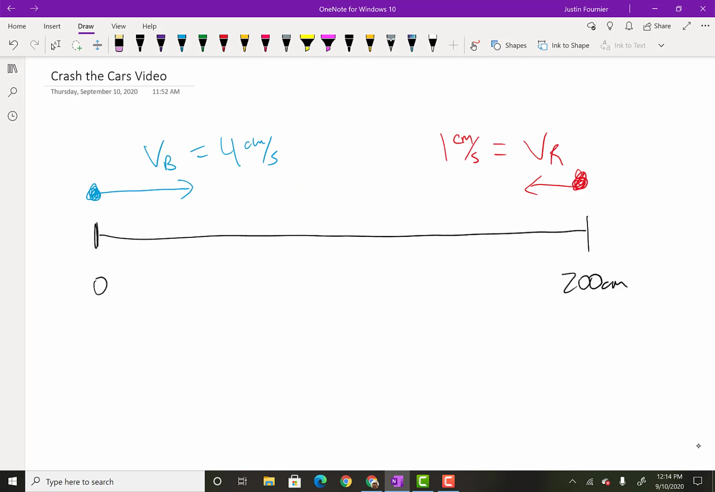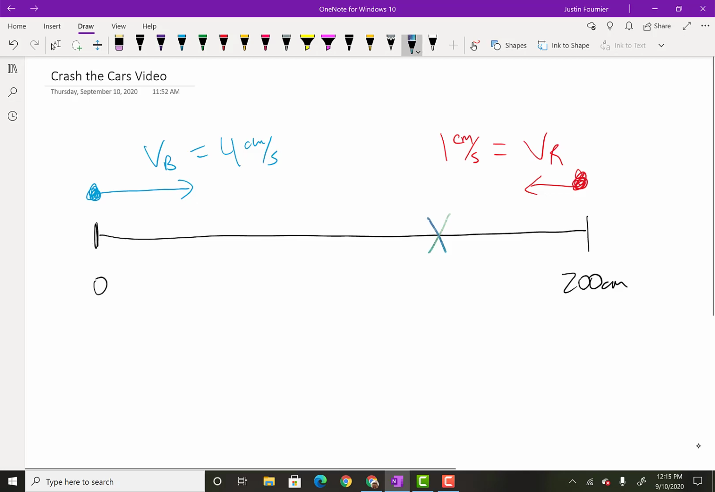Okay, and you can make a prediction. You often want to just make a prediction of where you think they're going to land. So if this car is moving faster than this car, would you think that they're going to meet directly in the center? No, probably not, right? If the blue car is moving faster than the red car, you probably think they're going to meet somewhere maybe over here. So that's my prediction. I'm going to say, maybe there. Now that's my guess, and now I'm going to calculate where exactly they're going to meet.